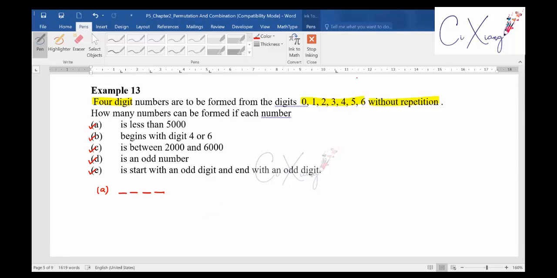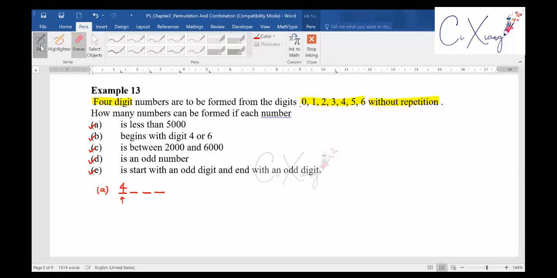So if less than 5,000, what are the numbers that you can put in the first digit? You can put in 4, correct or not? You can put in 3, you can put in 2, you can put in 1. Can you put in 0 or not? If you put in 0, then the number that you form is not a 4 digit number anymore. So digit 0 shouldn't be included. So for the first digit here, you have 4 possible numbers, which is 1, 2, 3, 4.